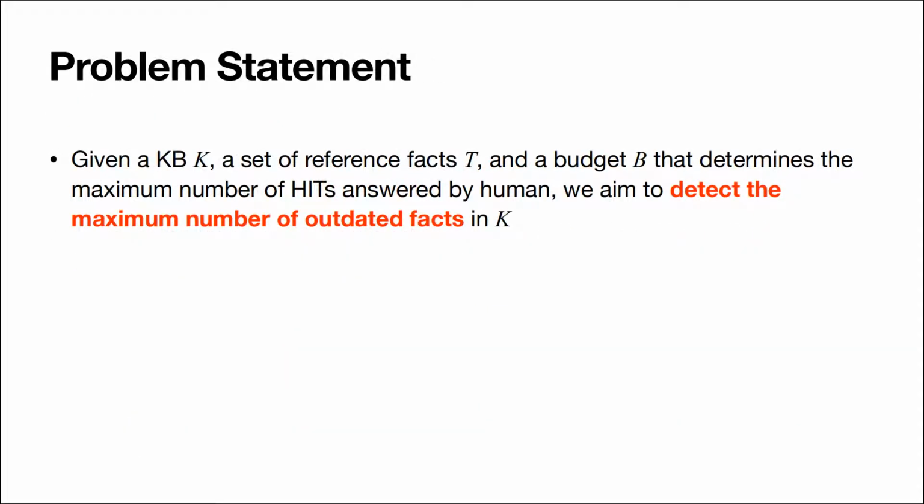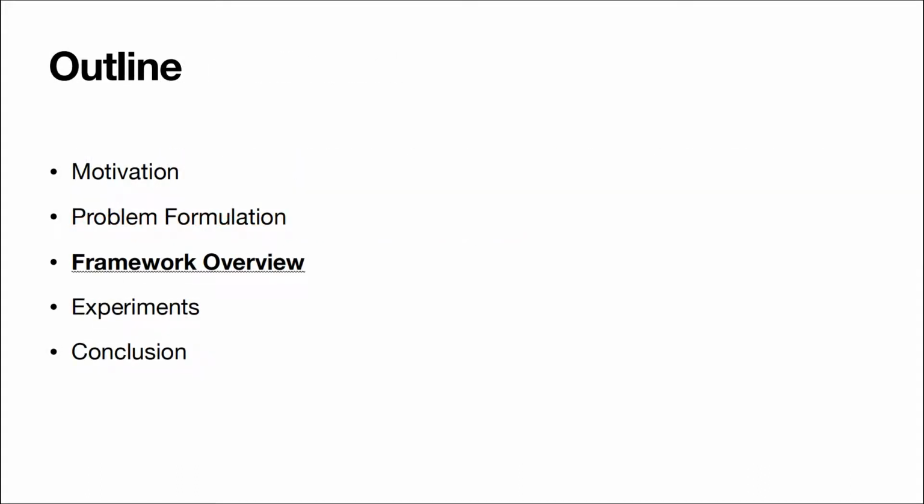Now it's time to give our problem statement. Given a KB K, a set of reference facts T, and a budget B that determines the maximum number of HITs answered by a human. We aim to detect the maximum number of outdated facts in K. Next, I will introduce our framework.